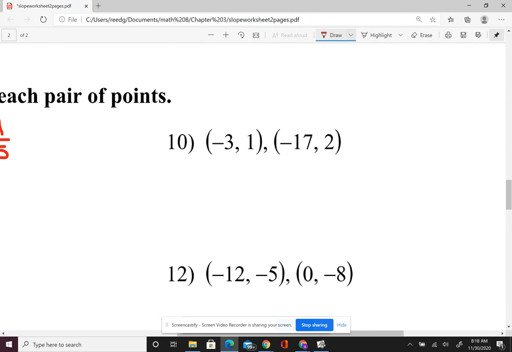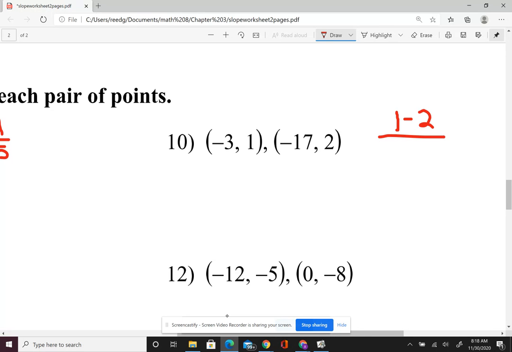Ian, can you do number 10? Tell me what to do for number 10. Okay, so on top it's 1 minus 2. Then on the bottom it's negative 17 minus negative 3.